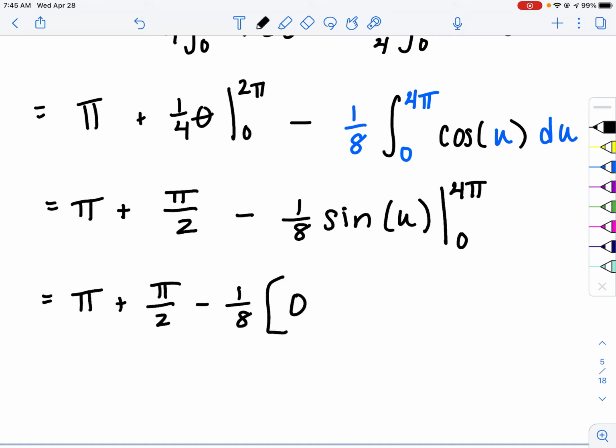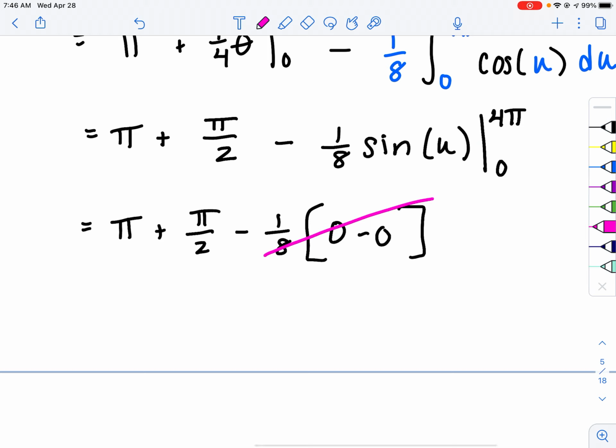So if I evaluate that, sine of 4 pi is 0, and sine of 0 is 0, right? So that part doesn't even matter. So we get pi plus pi over 2, so the area inside of that cardioid is 3 pi over 2.